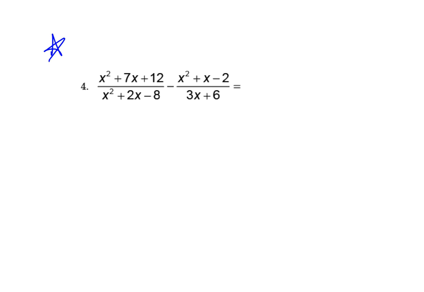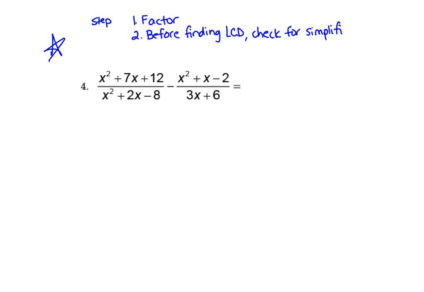Our first step when we're adding and subtracting is to do what? Factor. Okay, so step 1, factor. Now, there's something that hasn't happened yet, but you do want to check for. Before finding your common denominator, check for simplification. Because sometimes you can actually simplify before you add and subtract.